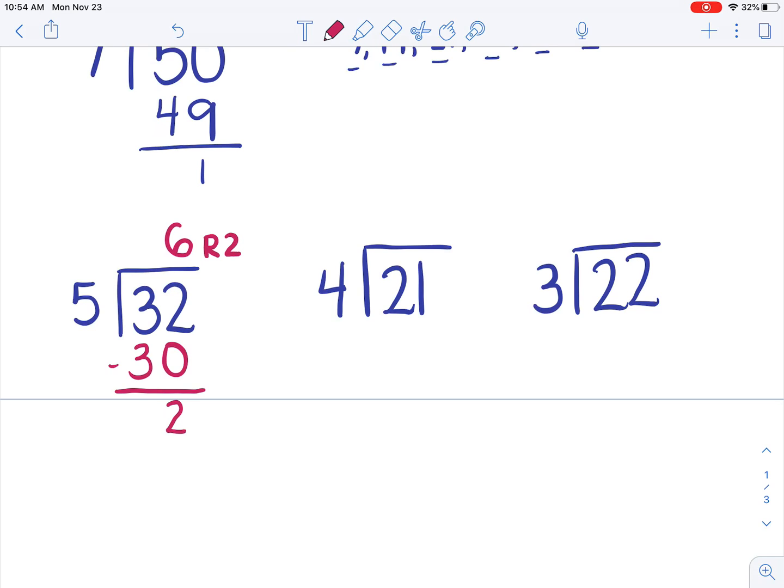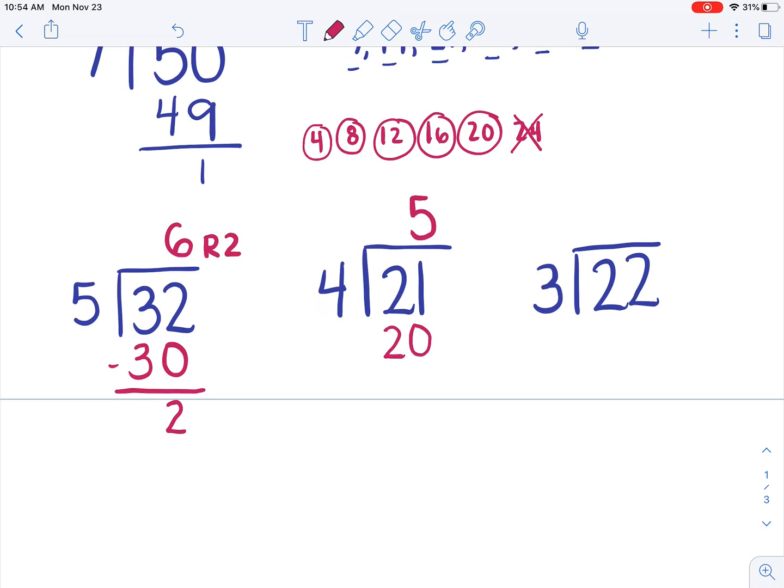Let's look at this next one, 21 divided by 4. 4, 8, 12, 16, 20, 24 is too big. So how many items is each going to get? 1, 2, 3, 4, 5. Everyone's going to get 5, but how many are left over? 1 is left over.